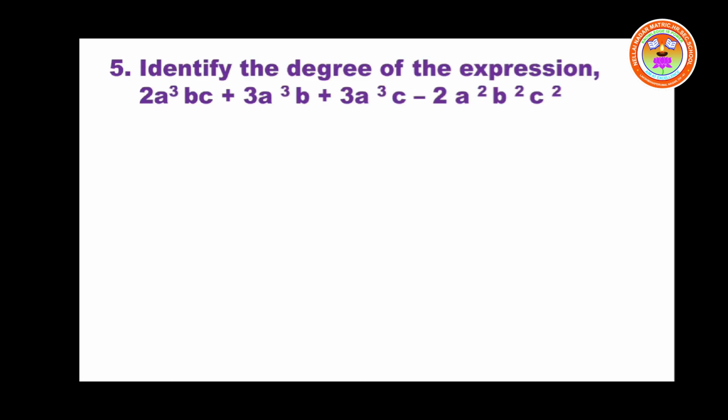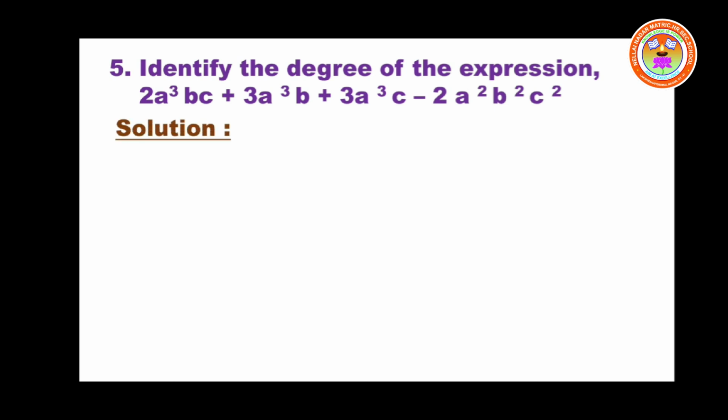Identify the degree of the expression. They have given the expression, and you have to find the degree. That is, from the given expression you have to see which term has the highest degree. What is the question given? 2a cube bc plus 3a cube b plus 3a cube c minus 2a square b square c square. Let us move on to the solution, children.